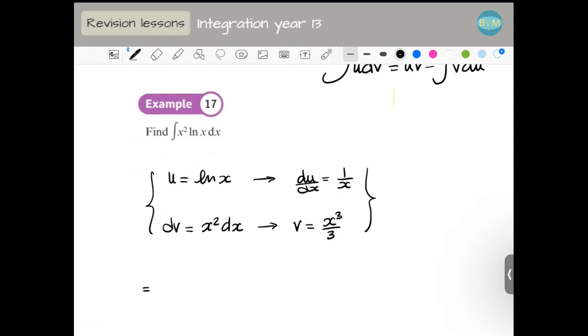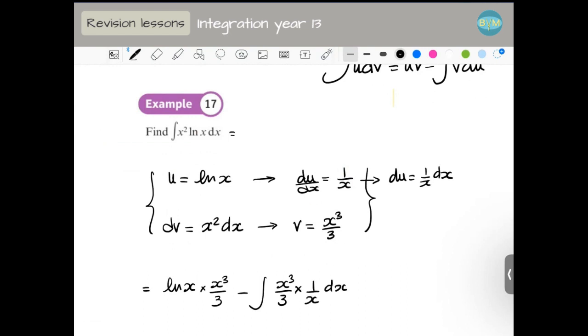I have the integral is going to be equal to uv, so ln x times x cubed divided by 3, minus the integral of v, x cubed divided by 3, du, and du is 1 over x dx. Yeah, so from here, du is 1 over x dx. So I'm going to multiply by 1 over x dx. And again, this is easy to integrate because it's a polynomial. It's x squared divided by 3.